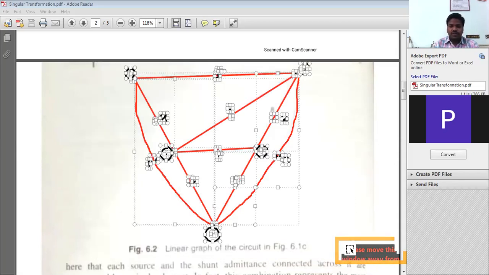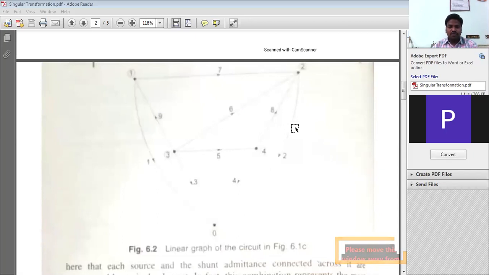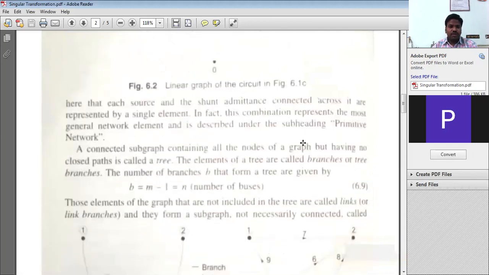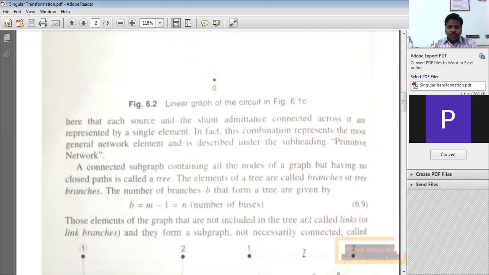So this looks like this, but this is not clear in this one, right? Now you see here. So you will have some definitions. Please try to observe those definitions.